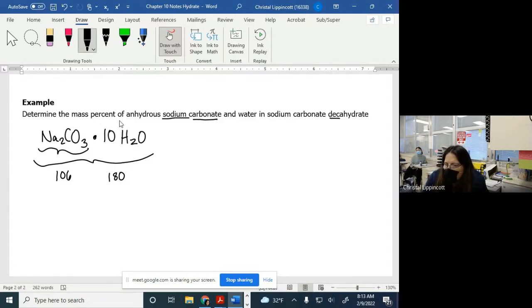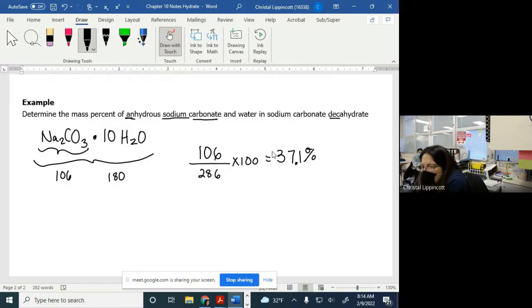Okay, so they want to know the mass percent of this stuff. That's going to be 106, my part, divided by the whole, which is 286, times 100. So 106 divided by 286 is 37.1%. And that's Na2CO3.